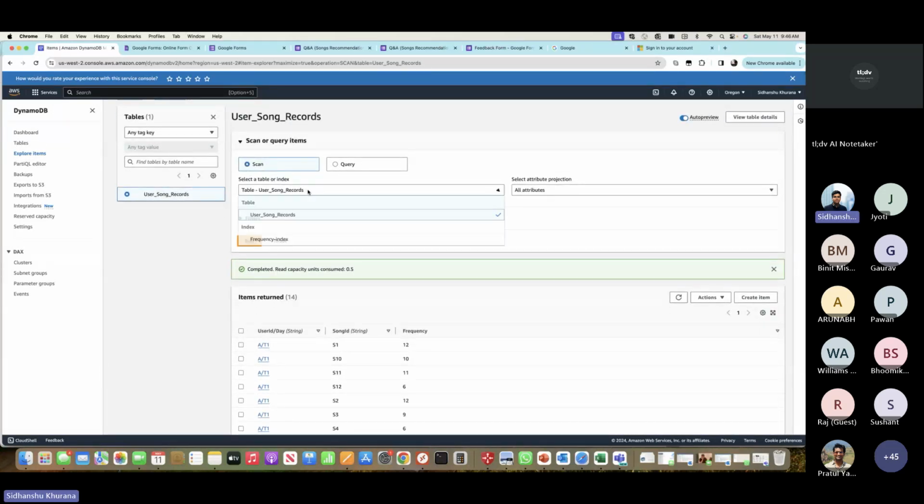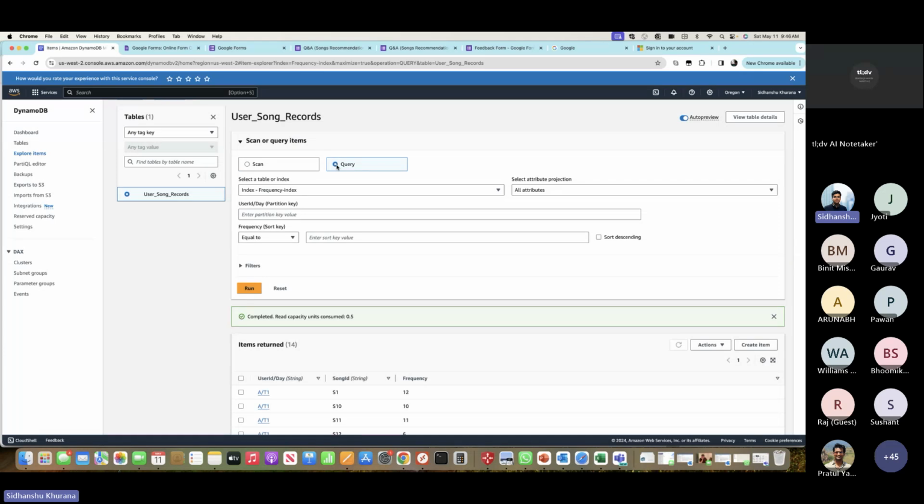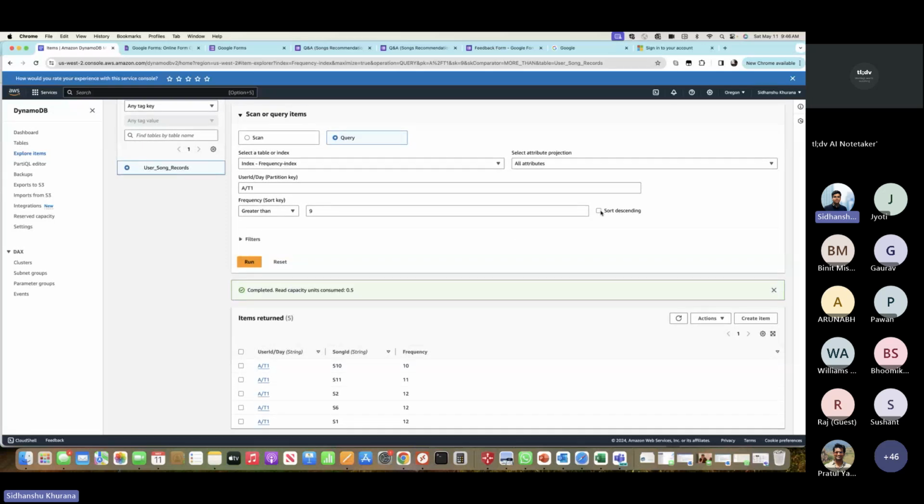Now, if we go to the index, because the index is what we'll be using for faster access, we'll go with a query. We'll not scan the whole table, which can have millions of records. It will take a lot of time. So we'll do a query mode, which means we are specific about the records we fetch from this index, which is frequency based. I'll just select AT1 for this user, and let's say I do greater than 9. It will give me these records very fast. I can also do this descending wise. So you see, the records are sorted by descending.